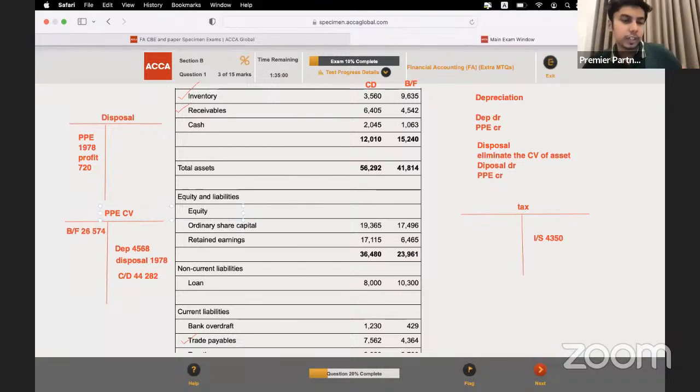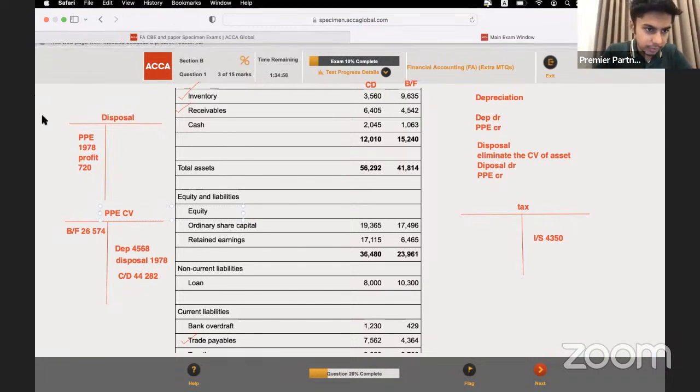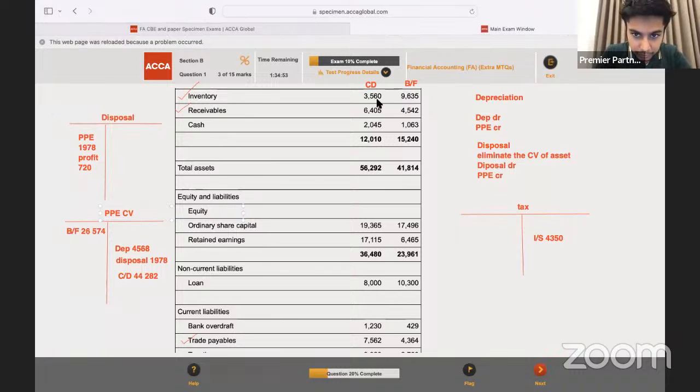Okay, right. So, guys, were you all able to do the working capital changes? What you should do is this. Compare here to here and find the difference, okay? Brought forward is 9,635. Subtract this, minus 3,560. So, therefore, the answer is going to be 6,075.